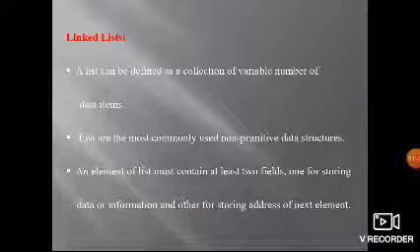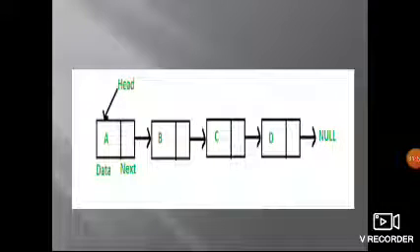To represent which is the first node, the head indicates the first node of the list. The last node is indicated by null. If there is no further address, you represent it with null. So the collection of elements is called a node, and the node contains two parts: one is data and another is next.